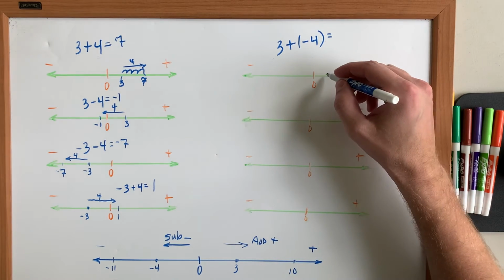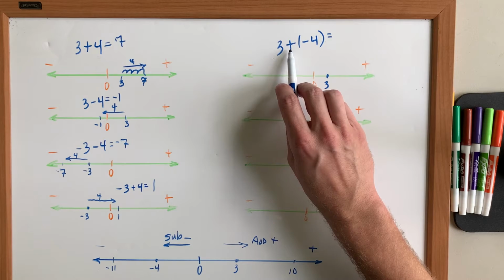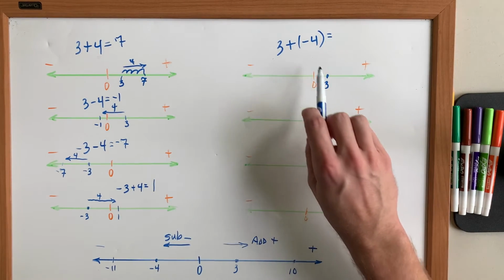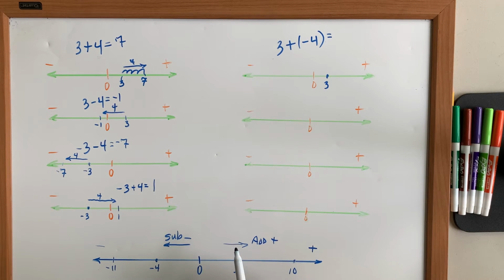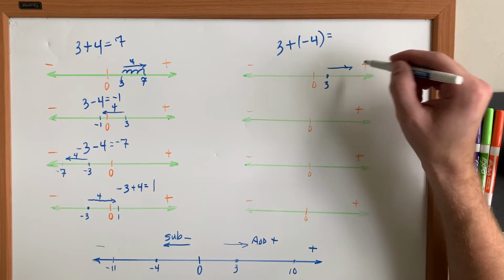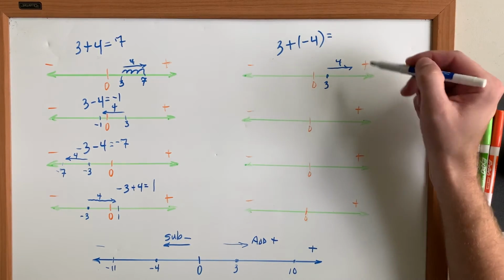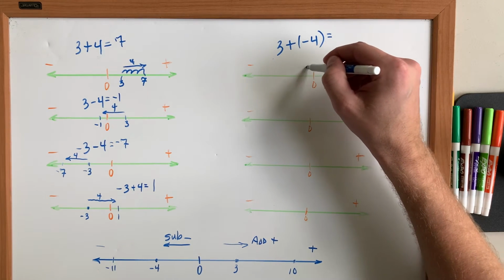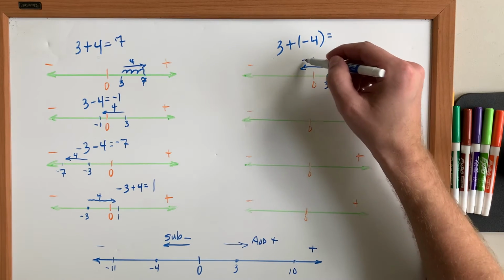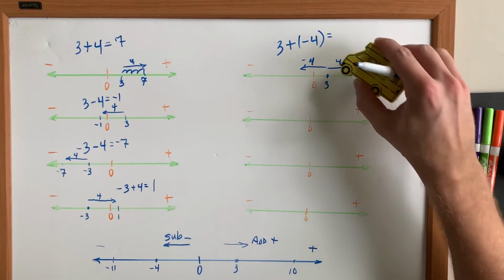3 is a positive, so we're going to start out here at positive 3. And it says add, which means we're going to move to the right. But we're not going to move 4, we're going to move the opposite of 4. If I moved 4, it would be this way. But what I need is the opposite of 4. So I'm going to move 4 units, but in the opposite direction. Okay? Let me go ahead and erase this part quick.